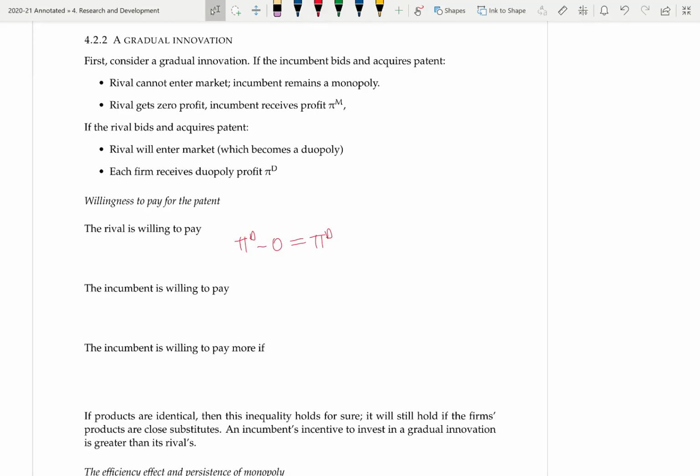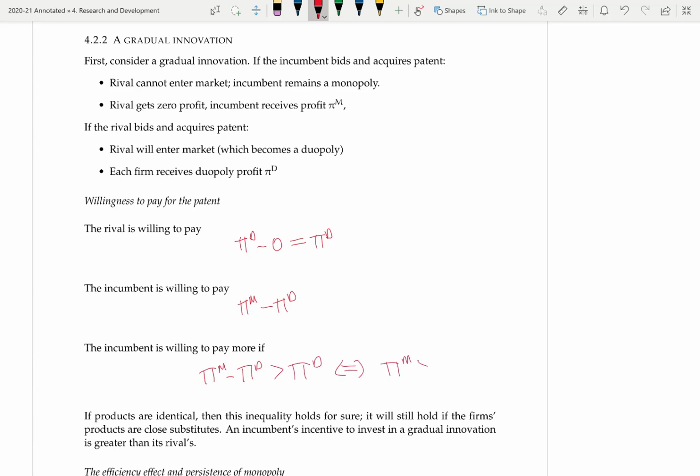If the incumbent firm bids and wins the patent, then they get the monopoly profit, pi m. Whereas if they do not win the patent and the rival bids, then the incumbent firm gets the duopoly profit pi d. So the gain for the incumbent firm from winning the patent is the difference between the monopoly profit and the duopoly profit. So the incumbent firm is willing to pay more if its gain is more than the rival's gain.